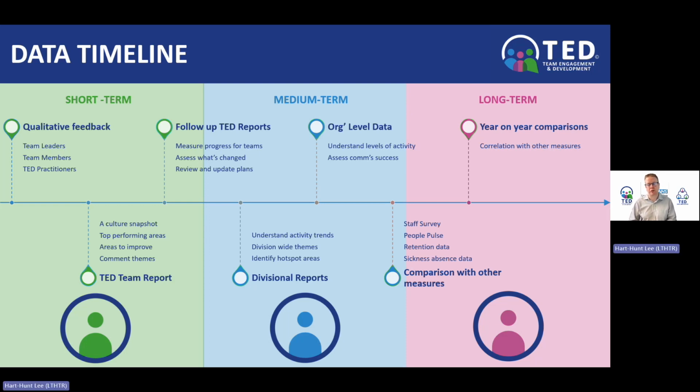You can track their progress over time, and it's here when team leaders begin to understand the impact that it's having, and they can see those tangible benefits that it's having on team culture. In the medium term, we start to get metrics at higher levels so that divisional leaders can start to tap into results which show themes across multiple different areas of their departments.